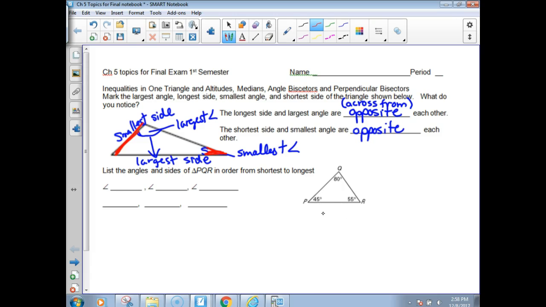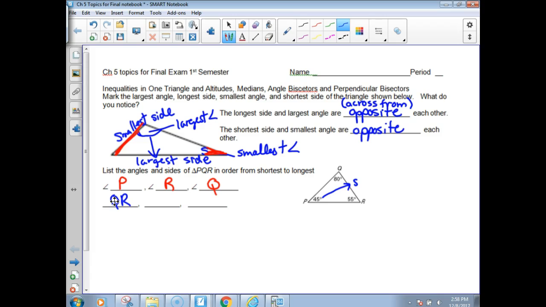We're going to do the angles first. The smallest angle is angle P. It's 45 degrees between those little segments. So that's angle P. The next is angle R. It's in the middle. And the biggest angle is angle Q. Now, across from the smallest angle, the 45, is the shortest side. So this would be your short side, QR.